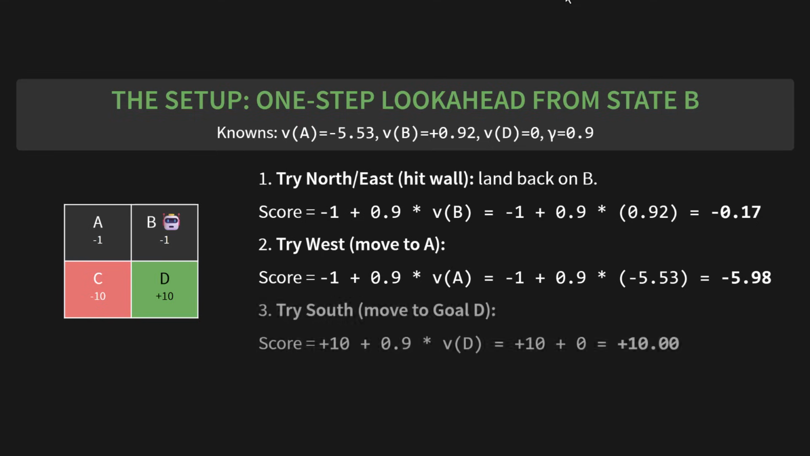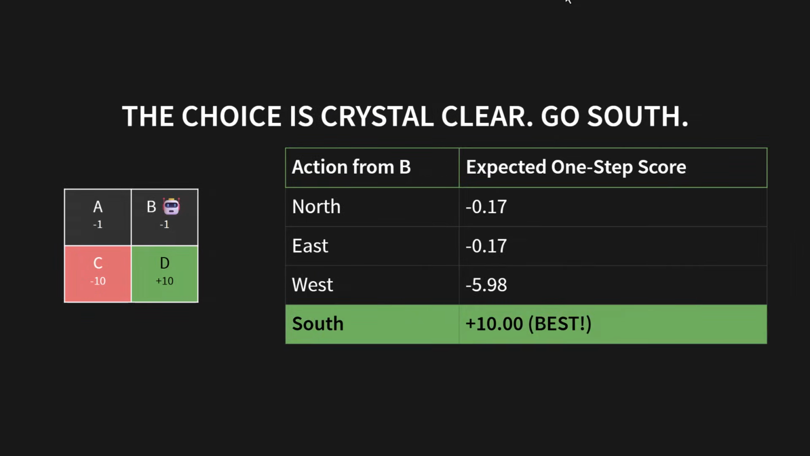But what if we go south? We move to the goal, state D. That's a +10 reward right away. The score is a beautiful, clean +10. Looking at the table for B, the choice is crystal clear. Go south. So we make our new rule. For state B, always go south.